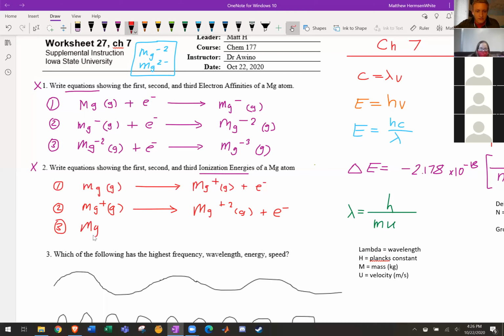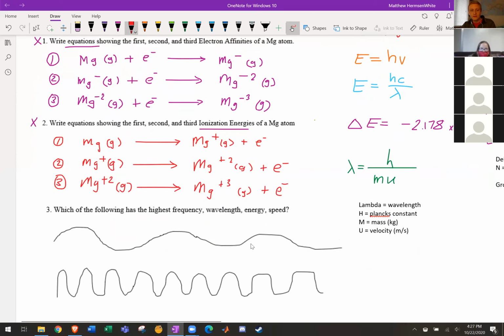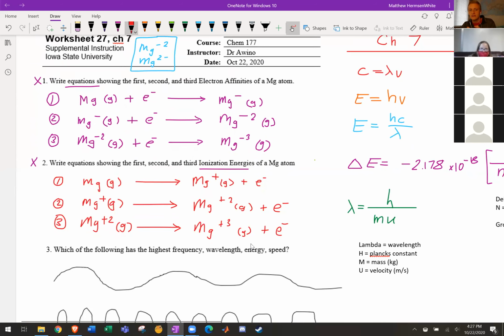So lastly, we start with the Mg2 plus gas, and this goes to Mg plus 3 gas. So again, you can do 3 plus or plus 3. I'm not sure which one it is, but I've seen both. So what questions do you have on the electron affinity or ionization energy equations?